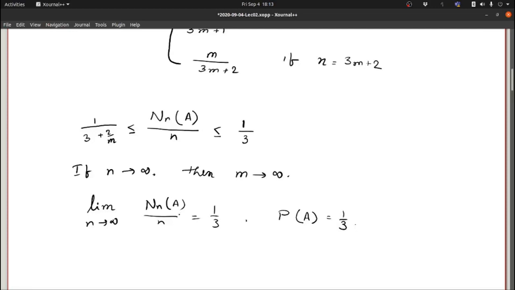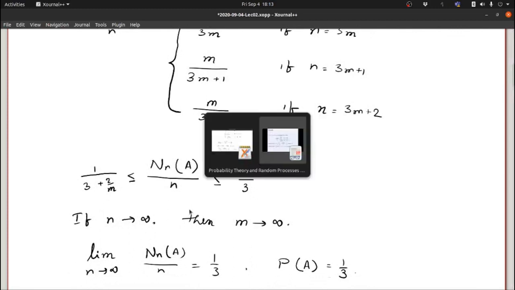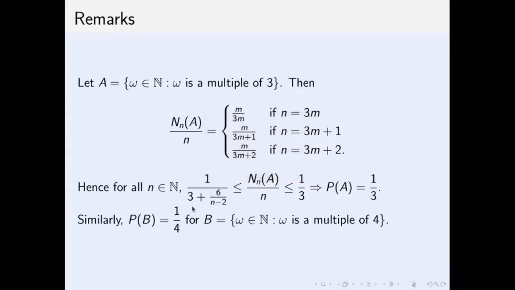Now note that in this particular case, what was A? A was nothing but the set of multiples of 3. So naturally in this case, the value 1 by 3 is a very, very meaningful value, in the sense that in every 3 integers, there is one number which is a multiple of 3. Similarly, if you try to find out the P of B, you will see it turns out to be 1 by 4, where B is nothing but the set of multiples of 4. So again, for B, it is also a very meaningful number.